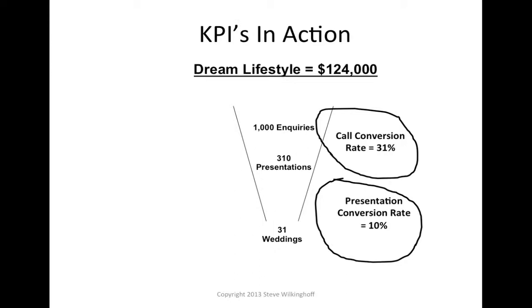But if our call conversion rate is higher than the 25% we've been getting, in this example it's 31%, perfect. We're on track to make the money we want. Even if our presentation conversion rate or close rate still stays at 10%, we're going to end up booking 31 weddings at $4,000, which is going to give us the $124,000.